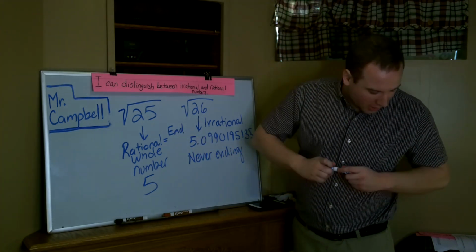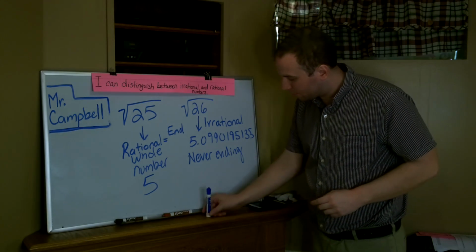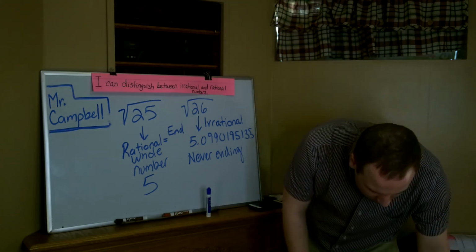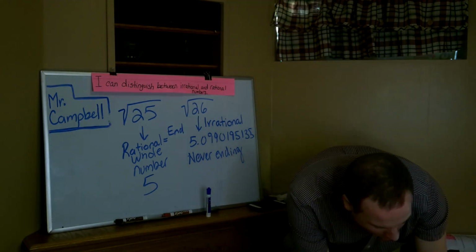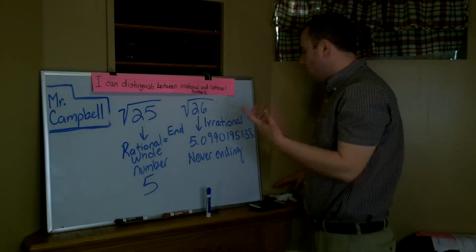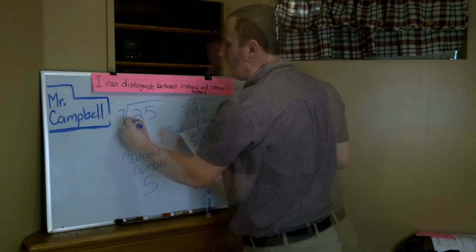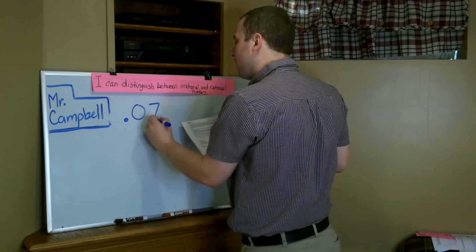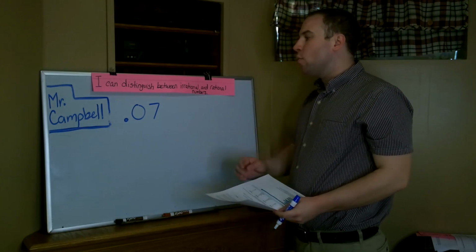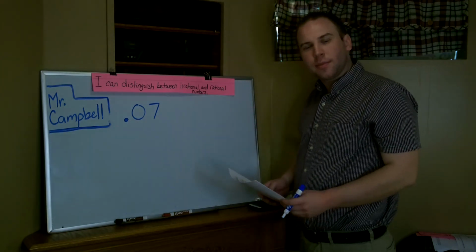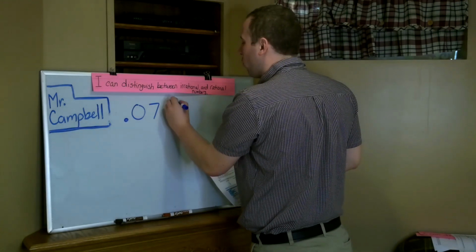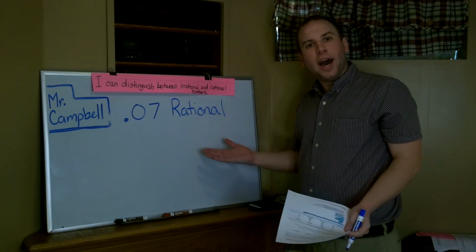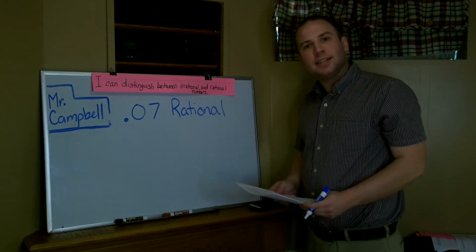So if we were to, let's say, look at the following numbers, are these numbers irrational or rational? We have the number 0.07. Is that number irrational or rational? Correct. The number is rational. Why? Because it has an endpoint.